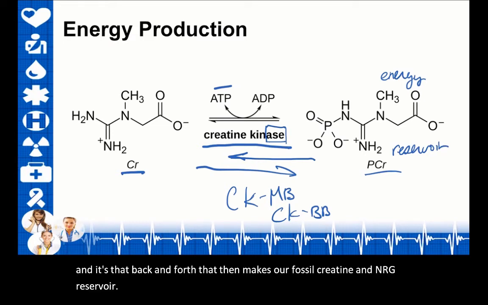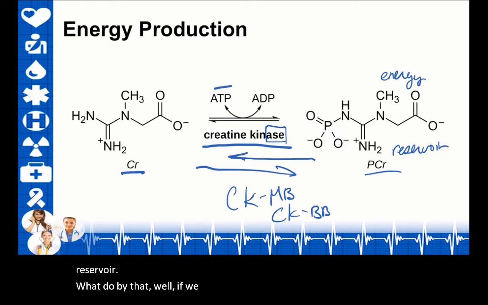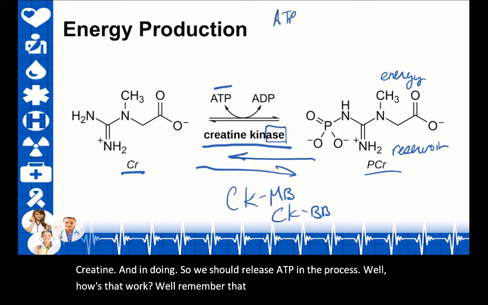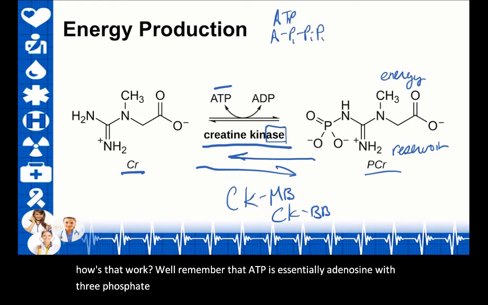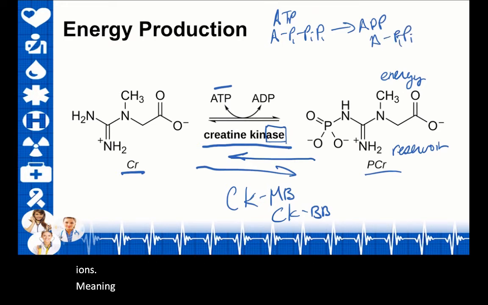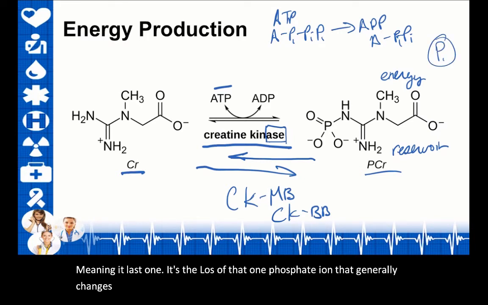What do I mean by that? Well, if we have phosphocreatine, we can convert it to creatine, and in doing so, we should release ATP in the process. How's that work? Remember that ATP is essentially adenosine with 3 phosphate ions attached to it. When we go from ATP, the high energy form, to something like ADP, we have adenosine with 2 phosphate ions, meaning it lost one. It's the loss of that one phosphate ion that generally changes the structure of often a functional protein and allows it to do work with that energy.